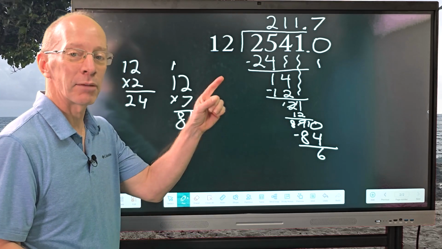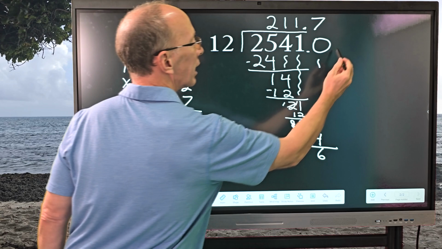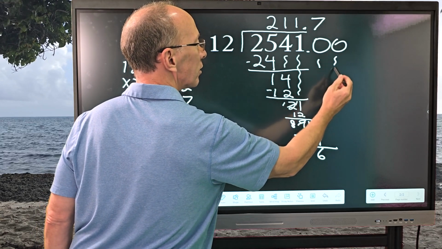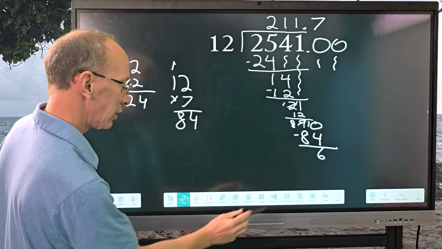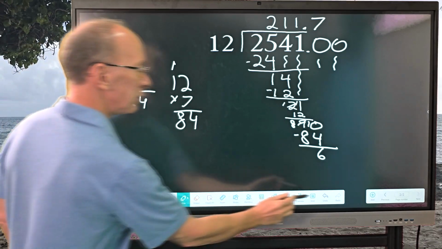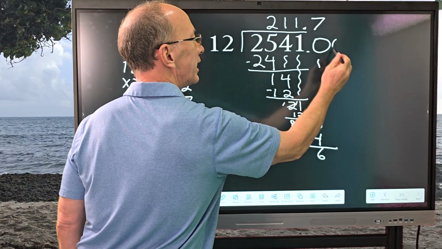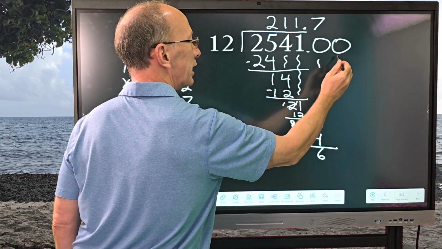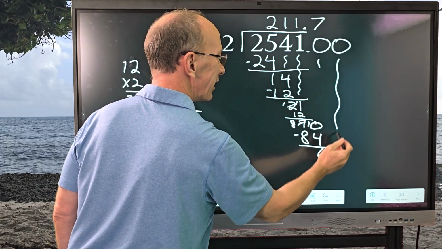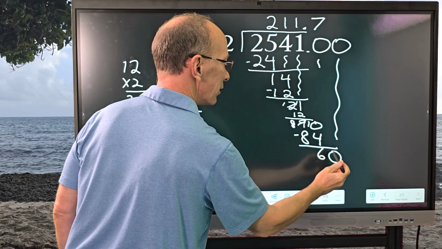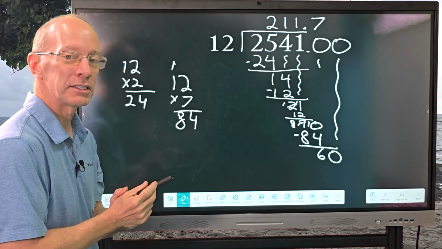And then I drop the next number down. Remember, I can have an infinite number of zeros right here. So I just dropped this 0. Oops, that looks like a 6, doesn't it? Hey, I can do, where's my undo right here? There. I'm going to go ahead and make a nicer 0. It's still not the greatest 0, but I'm going to bring that all the way down right here, and then I have 60. So now, how many times does 12 go into 60?